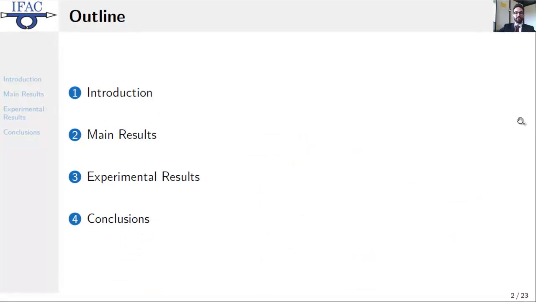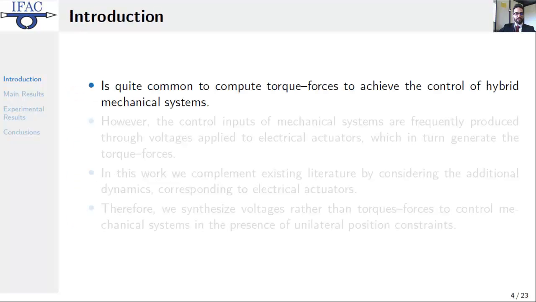The outline of the presentation is as follows. First, we would like to give an introduction. Then, we will show our main results. After that, we will provide some experimental results. And finally, some conclusions.